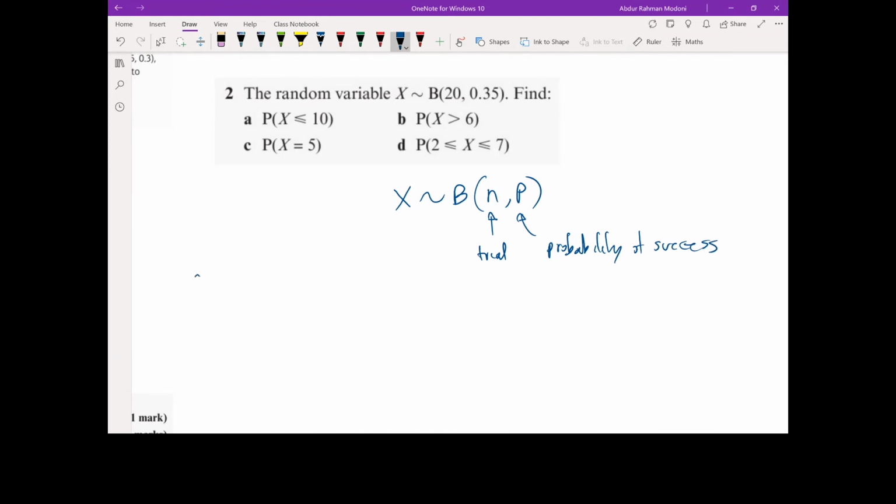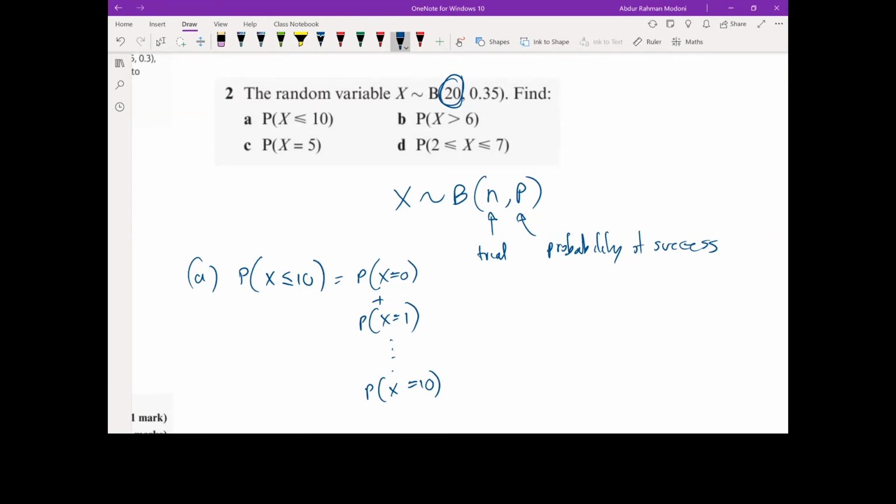So the first question is asking us, what is the probability that X is less than or equal to 10? Let's write down what this is actually saying. It's saying that if we are doing this trial 20 times, what is the probability that we will be successful 10 times or less? That's essentially asking us to find the probability of X equaling 0, add the probability of X equaling 1, all the way up to and including the probability of X equaling 10. So that's what the probability of X less than or equal to 10 is.